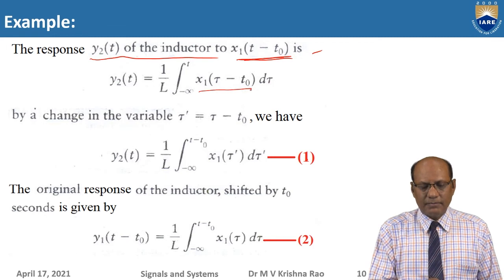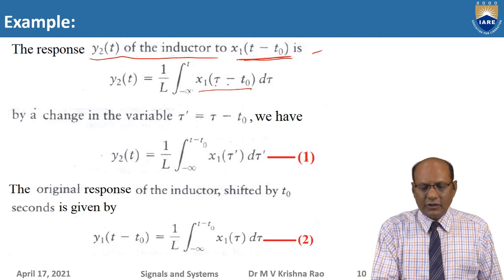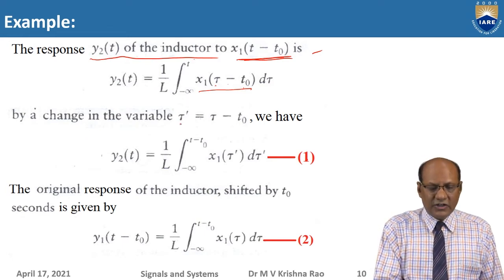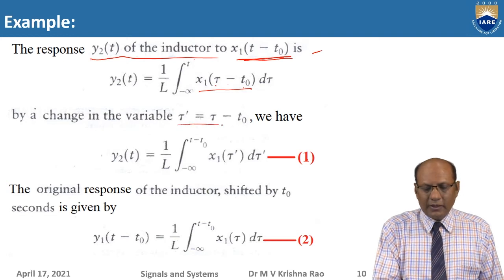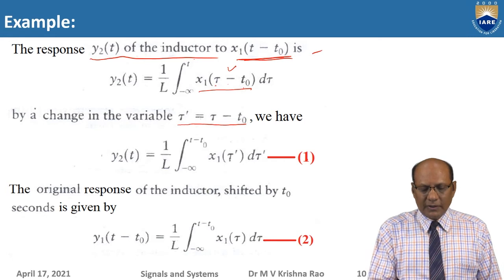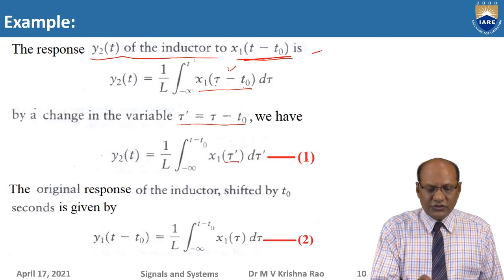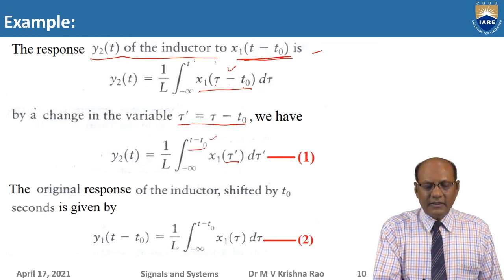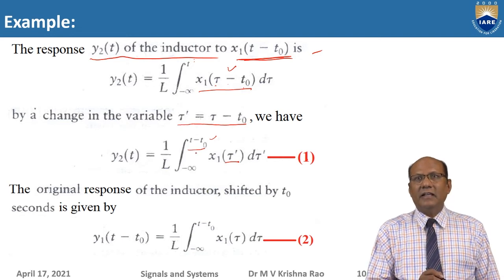Substitute in the equation. You will get here tau minus t naught, and here it is t. See here, minus infinity to t. It is a memory system. And by change of variable, tau prime equal to tau minus t naught. This tau minus t naught you replace with tau prime. And this t automatically will become t minus t naught. So t minus t naught you will get as the limit.